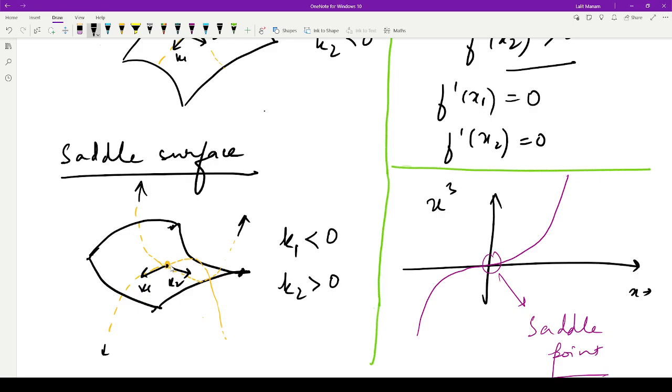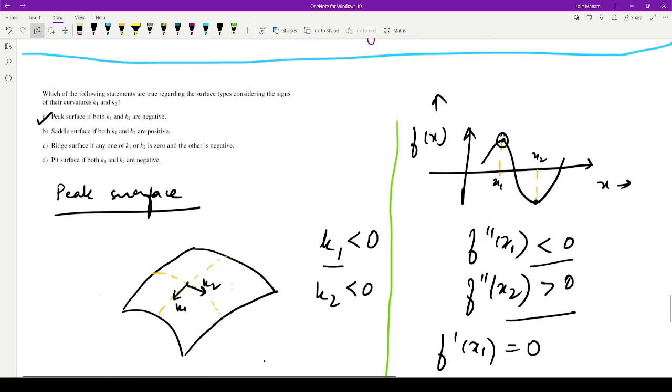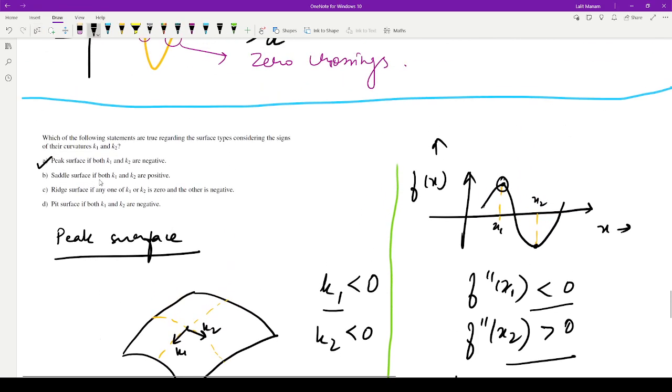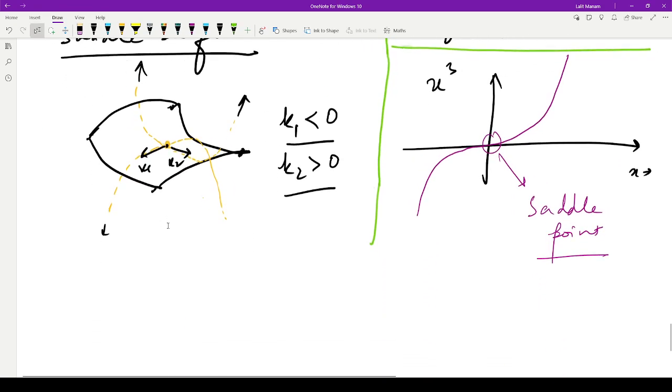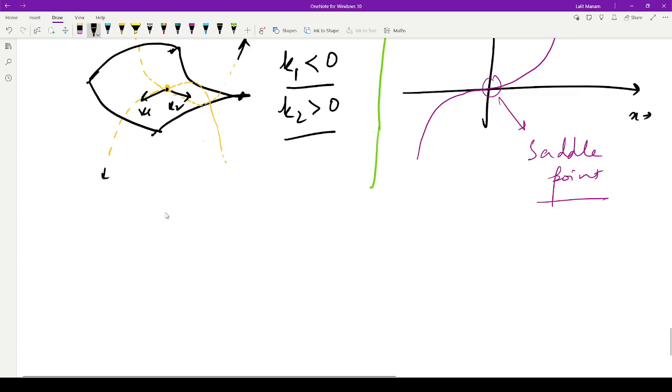Even mathematically speaking, it's not any jargon out there. So what did we conclude, that the two principal curvatures are of opposite signs? Okay, so given this saddle surface, if both k1 and k2 are positive, this is wrong. False. So what is ridge? What is ridge? Have you seen any ridge?